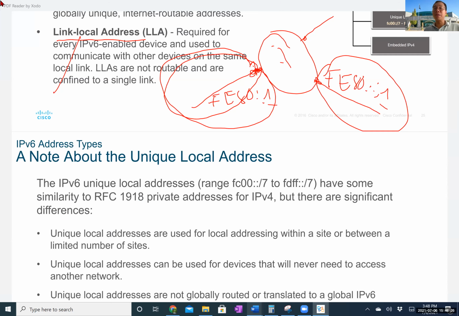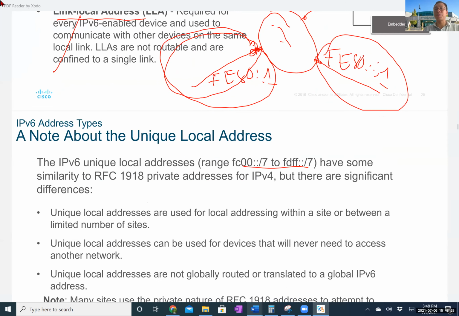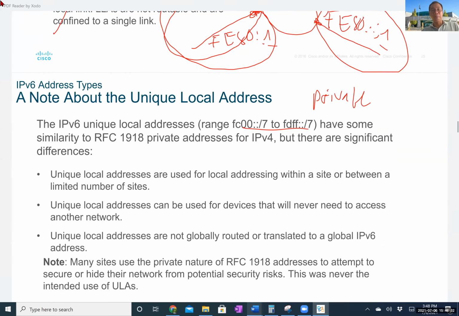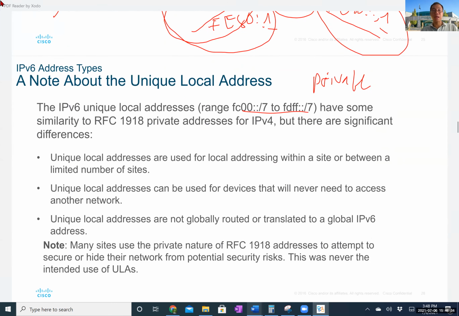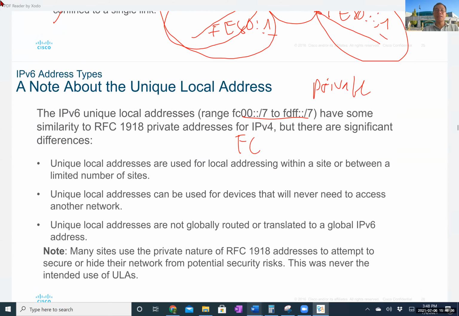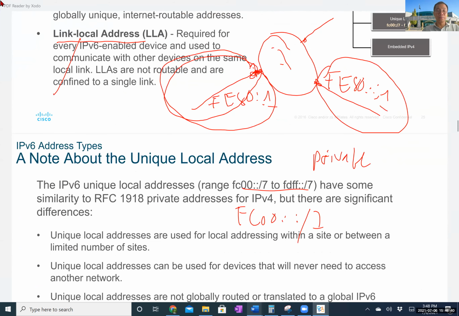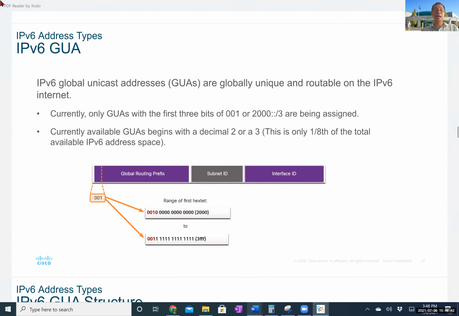And you also have the unique local address. Unique local here is the same as private, the private IP address here. Okay, and you're starting everything from FC00::/7 here. Okay, now you're working with the global unicast address here.